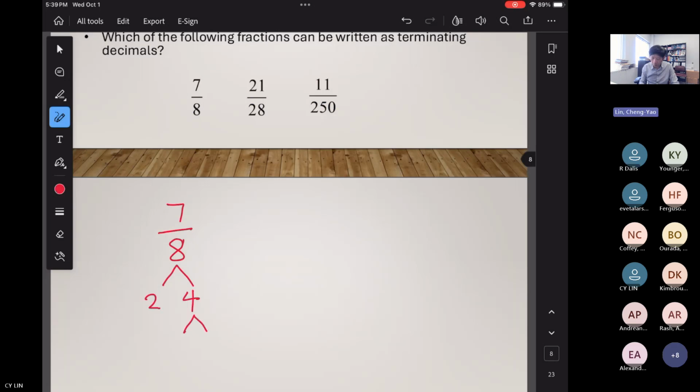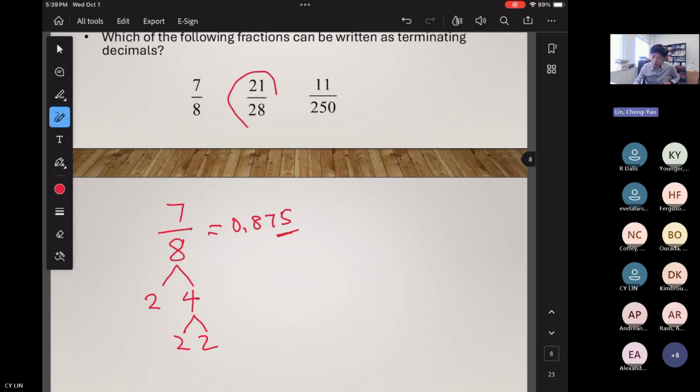Of course. So you take 7 and divide it by 8, and you would get what number? 7 divided by 8 is 0.875. So we have 0.875, a terminating decimal. It's not repeating, right?